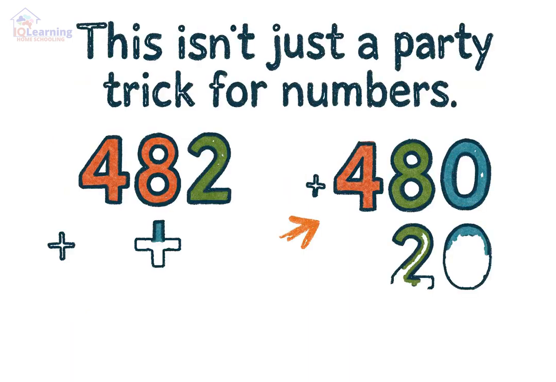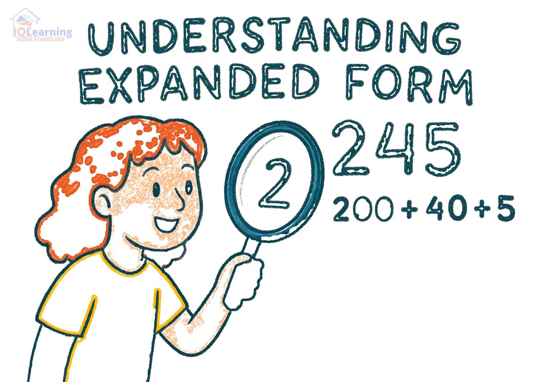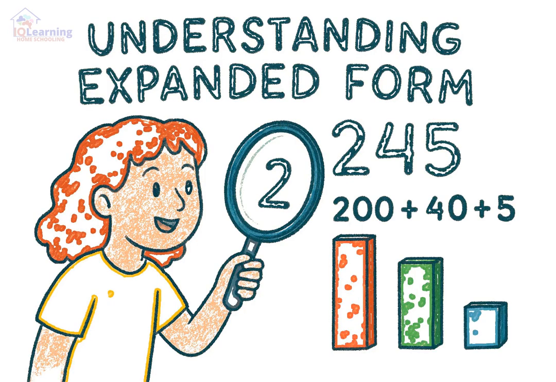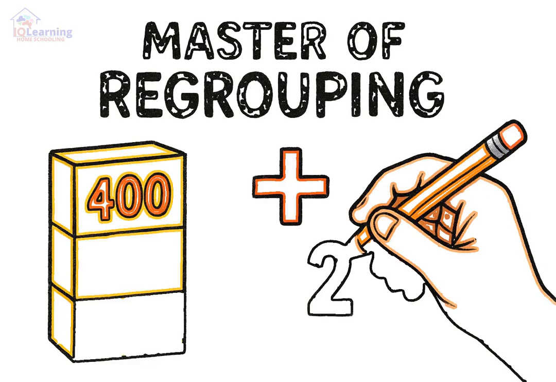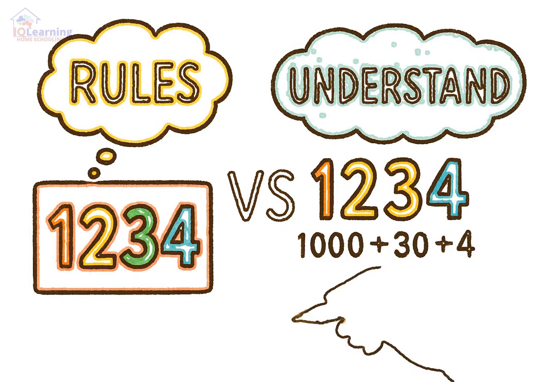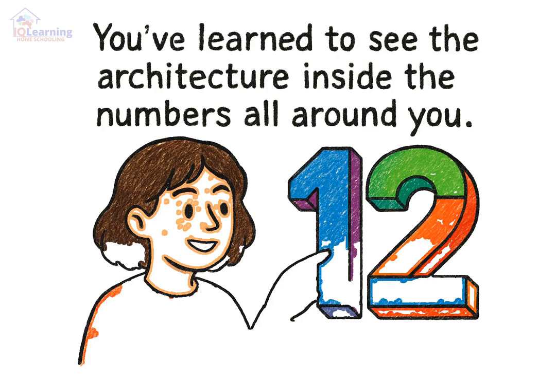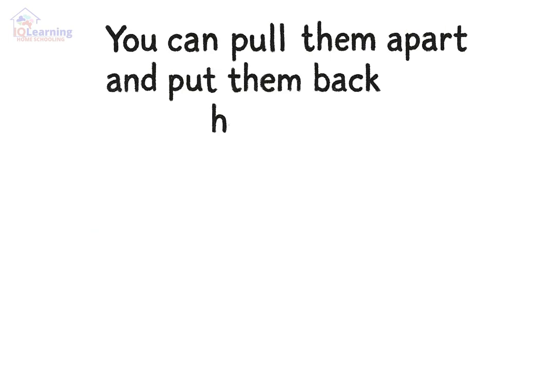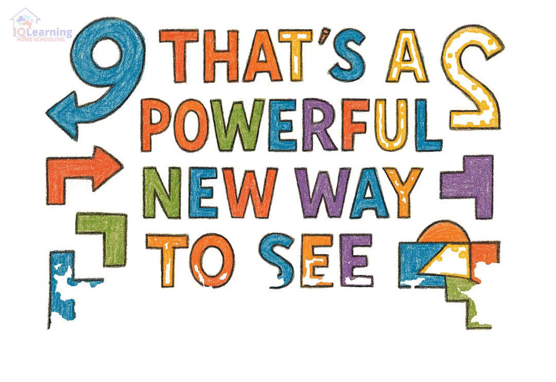This isn't just a party trick for numbers. Understanding expanded form, seeing the weight of each digit, is a foundational skill. It's what makes you a master of regrouping when you start doing more complex addition and subtraction. It's the difference between just memorizing rules and truly understanding how numbers work. You've learned to see the architecture inside the numbers all around you. You can pull them apart and put them back together again. That's a powerful new way to see the world.